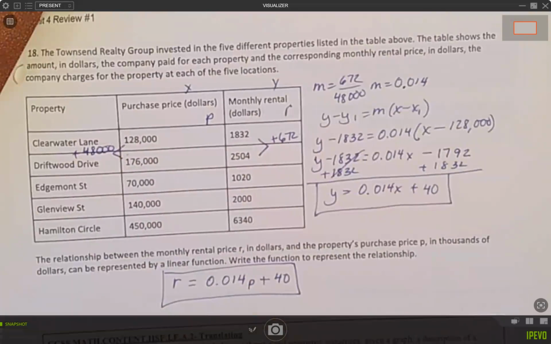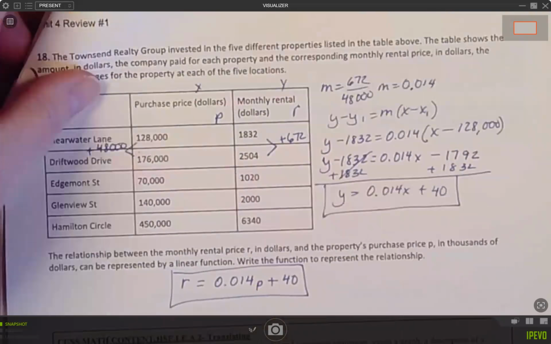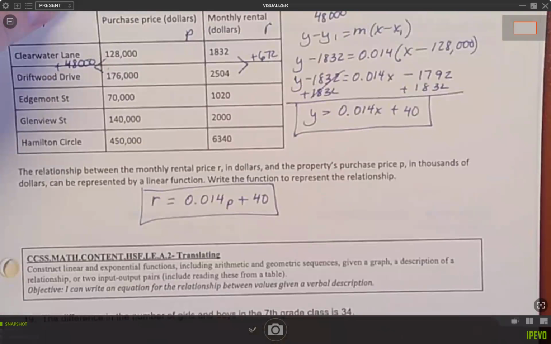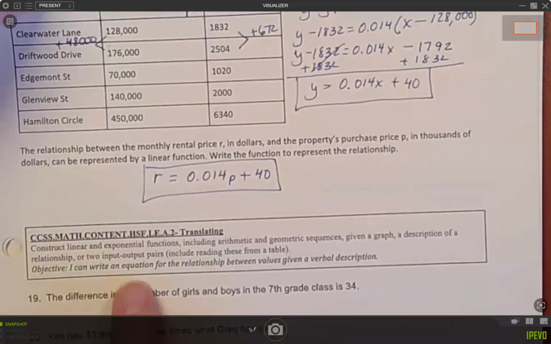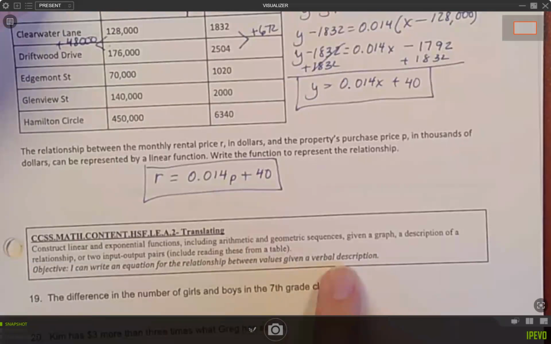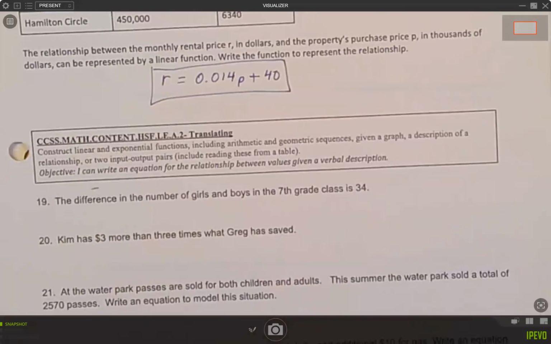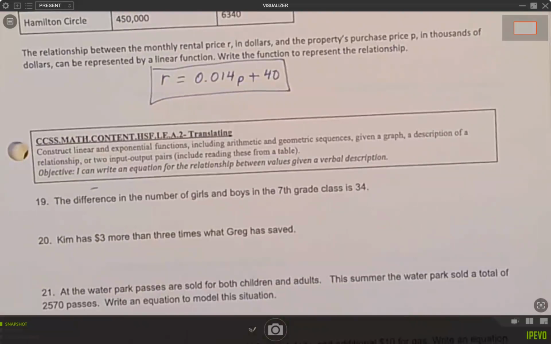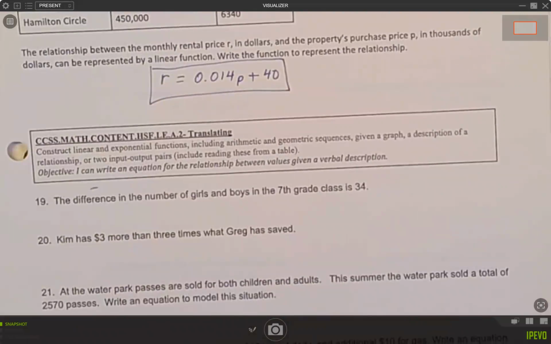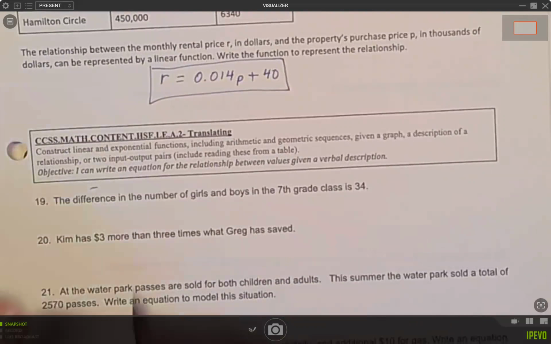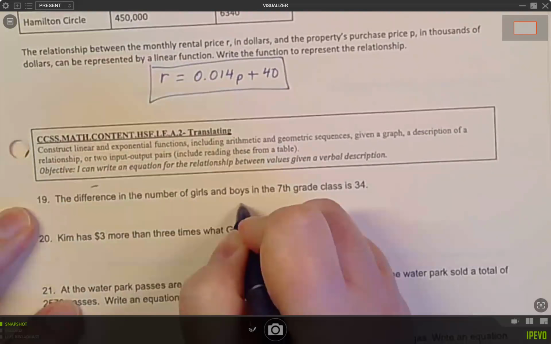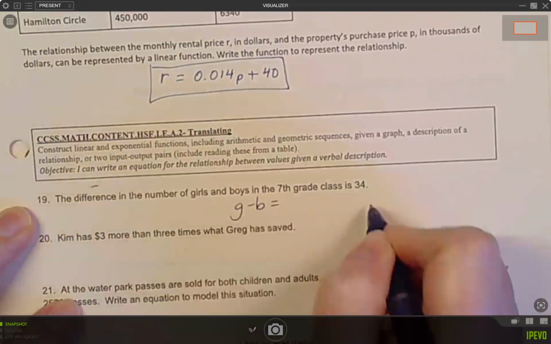All right, then our next standard is just more basic translating, to be able to write an equation for a relationship between values given a verbal description. So number 19, the difference. So as soon as we see difference, we know we're working with subtraction. The difference in the number of girls and boys in the 7th grade class is 34. So girls minus boys, G minus B equals 34.